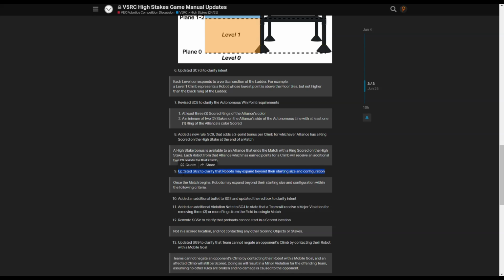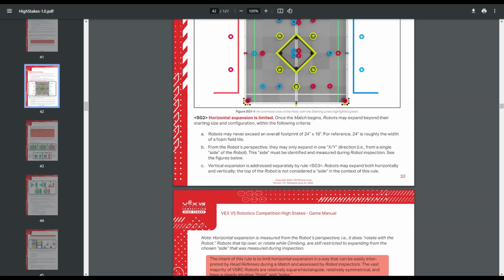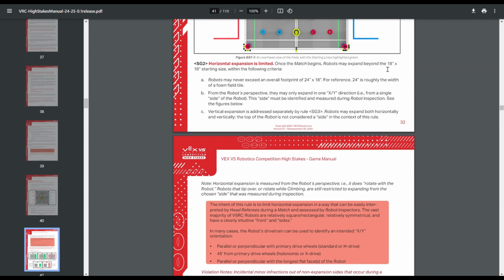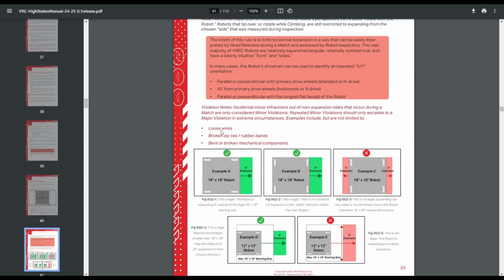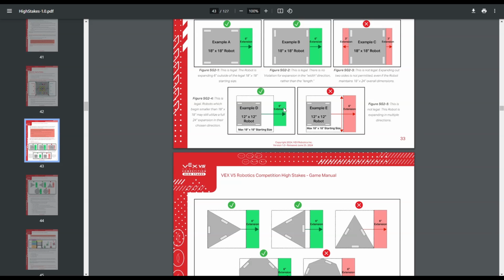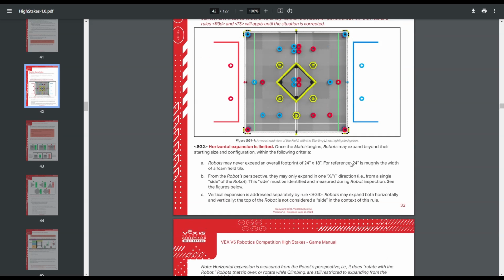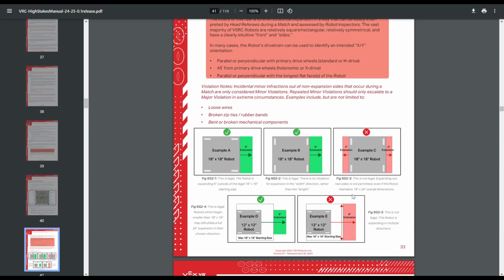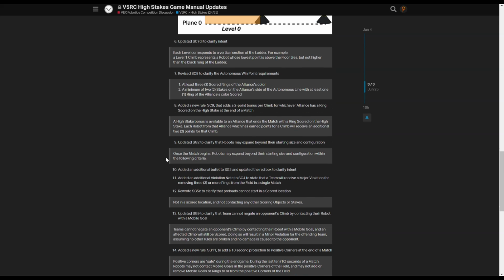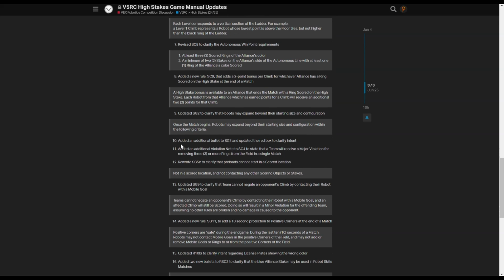Next is SG2, which is really just a semantics thing. So the new version is: once the match begins, robots may expand beyond their starting size and configuration with the following criteria. Whereas it used to say may expand beyond 18x18, just because I think it's mostly these figures down there, D and E, just because you can't necessarily expand all the way out. So I think it's just your starting position, not the 18x18. Just kind of clarifying that. Doesn't actually change anything. It just makes it a little bit easier to understand an already very confusing rule.